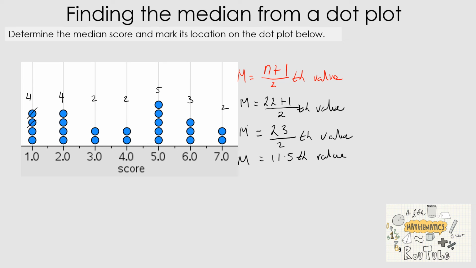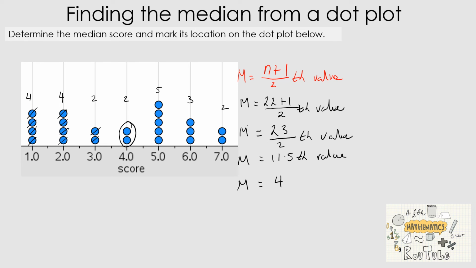We've got 1, 2, 3, 4, 5, 6, 7, 8, 9, 10, and we've got 11 and 12. Well, 11 and 12 are both of those values that I've just circled. So they're both 4. Clearly there's no value between 4 and 4, so we know that the median should be 4.